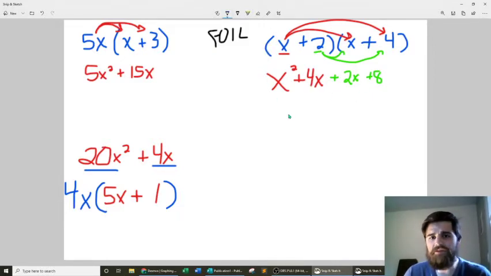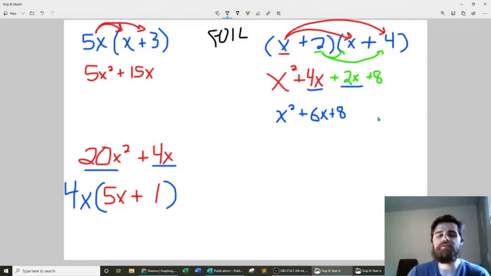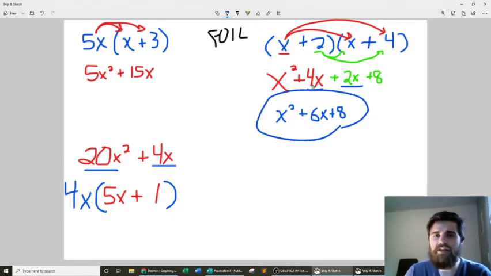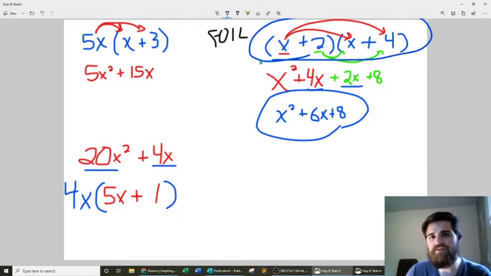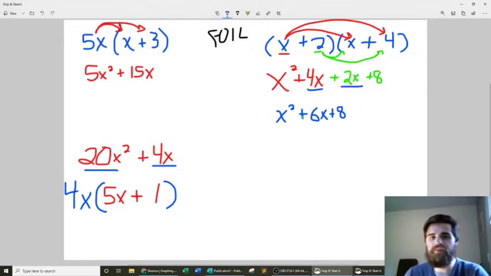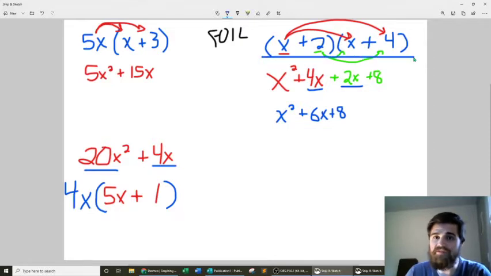This can be cleaned up a little bit. We can combine some like terms. So I've got my x squared piece, but then I have a 4x and a 2x. I can stick those together. That's 6 x's all together. And then we've got plus 8. All right, so what we're saying here is that x squared plus 6x plus 8 is the same function as x plus 2 times x plus 4. This one is in standard form, this one is in factored form.